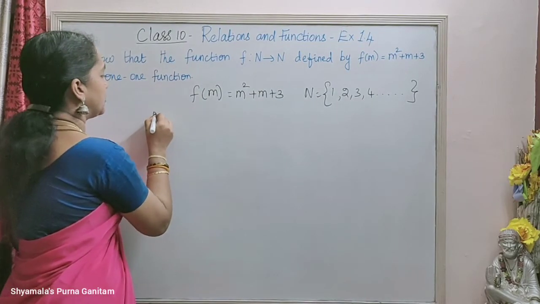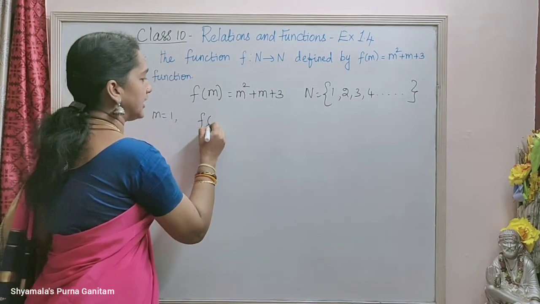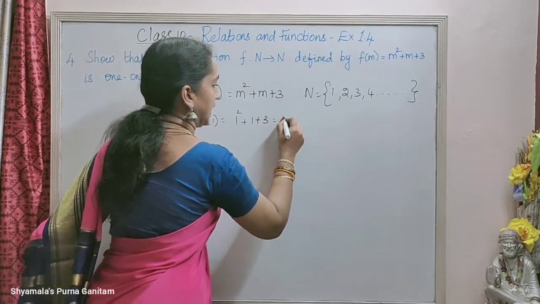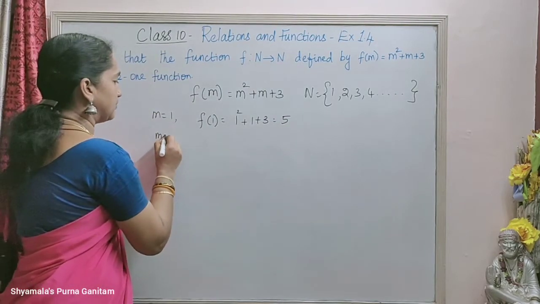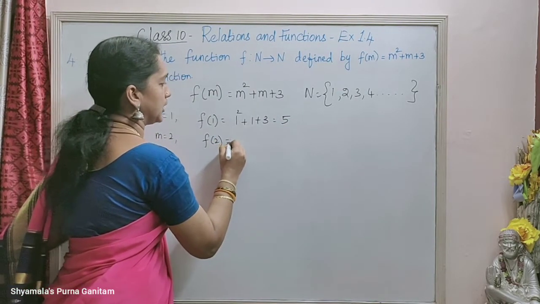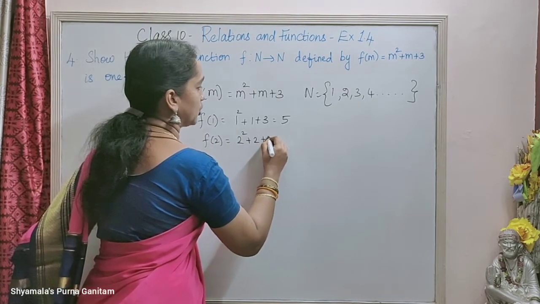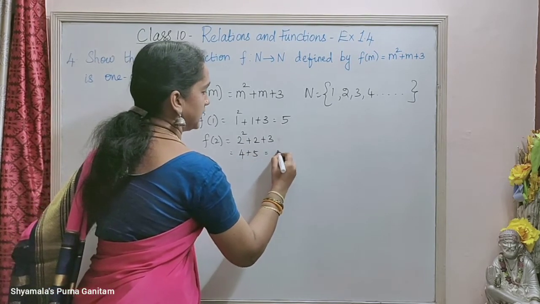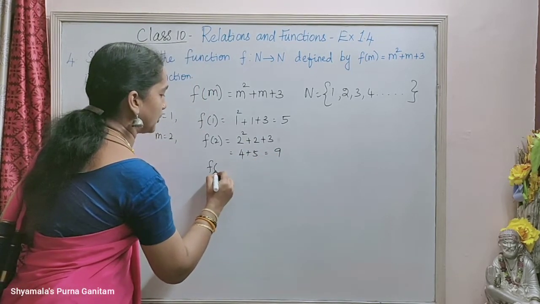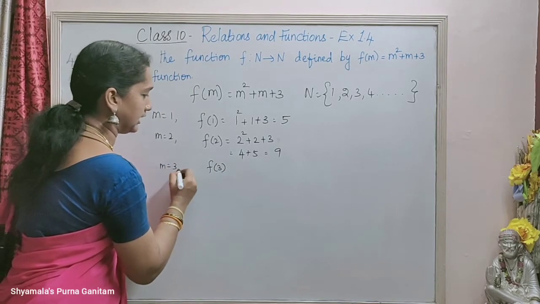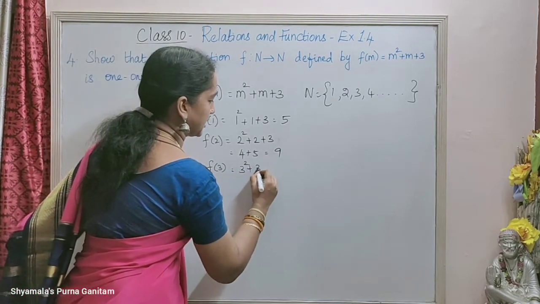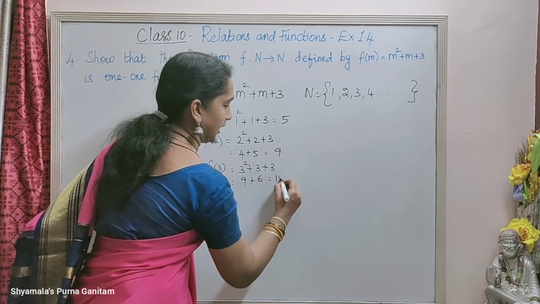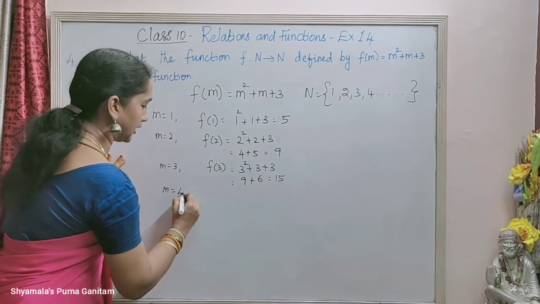So here if m is equal to 1, then f of 1 is equal to 1 squared plus 1 plus 3. So we get 5. Then if m is equal to 2, f of 2 is equal to 2 squared plus 2 plus 3. So 2 squared is 4 plus 5, that is equal to 9. Then if m is 3, 3 squared plus 3 plus 3. So 3 squared is 9 plus 6, so we get 15.